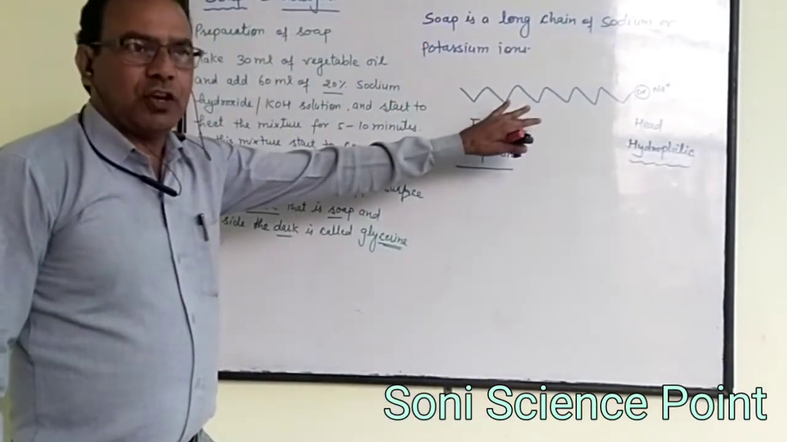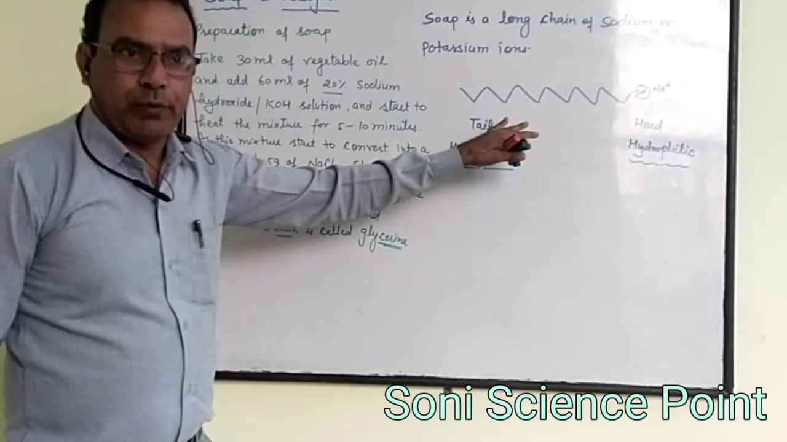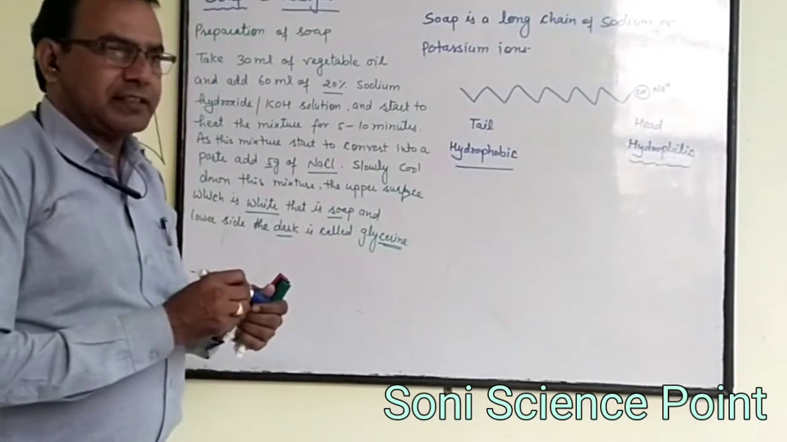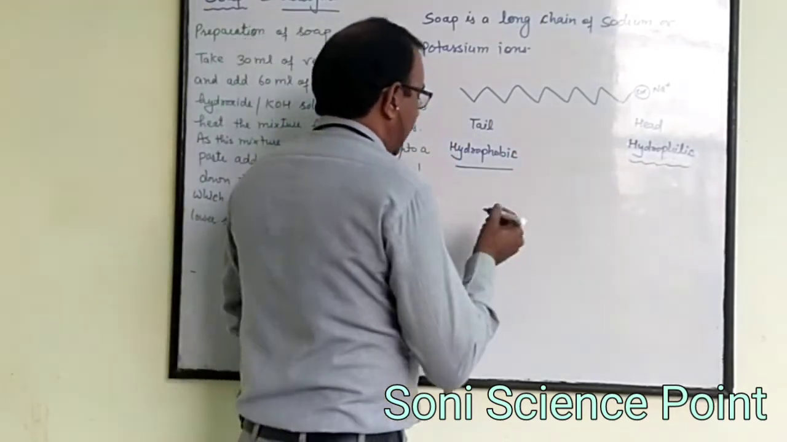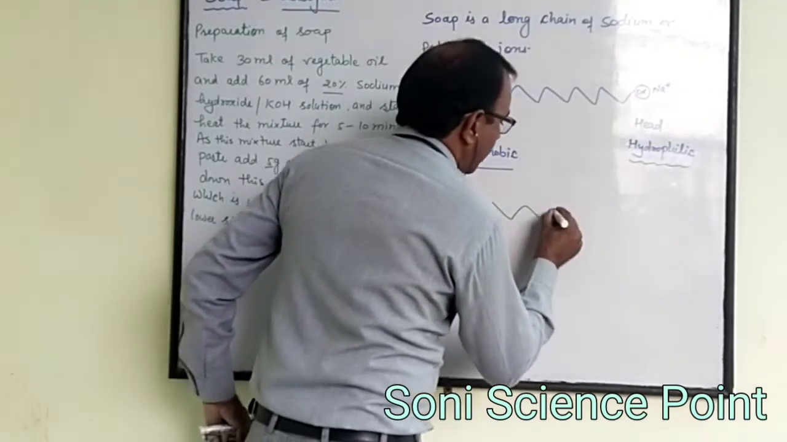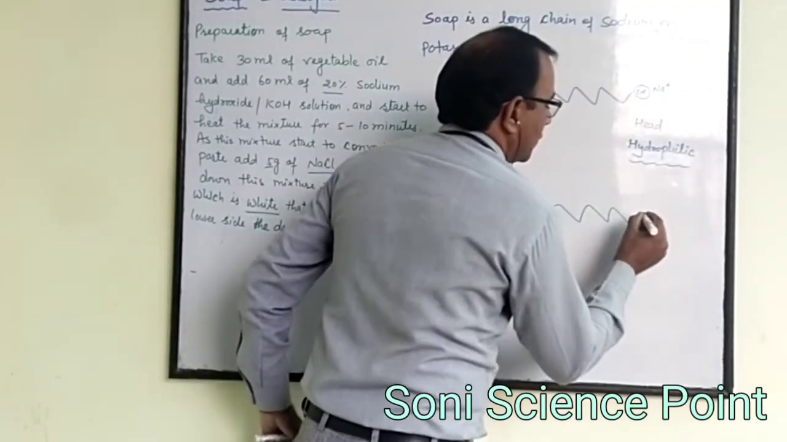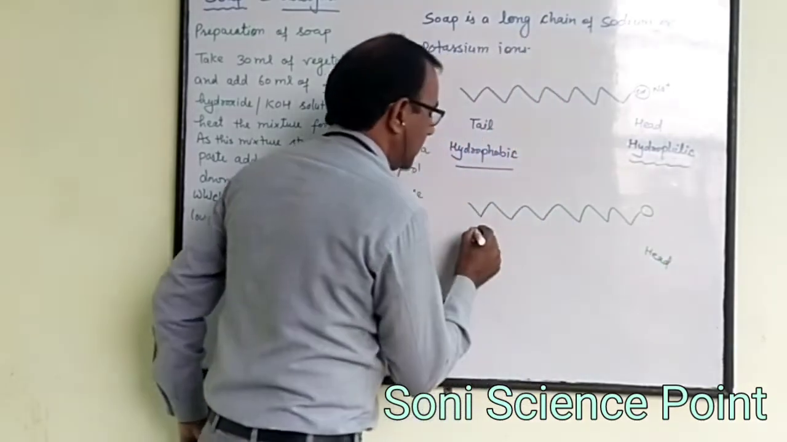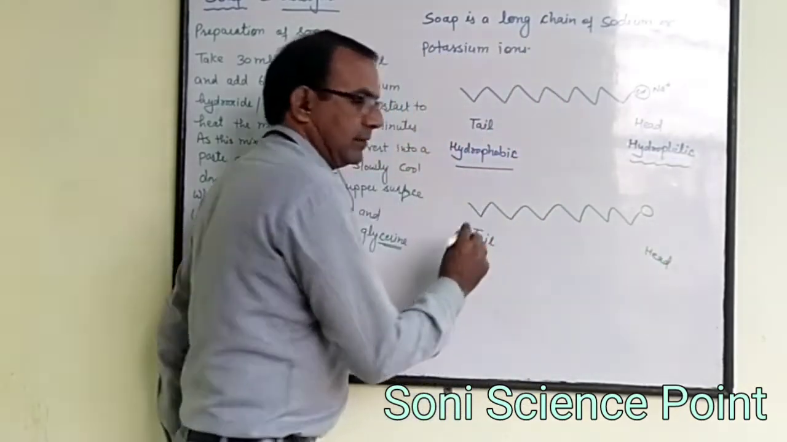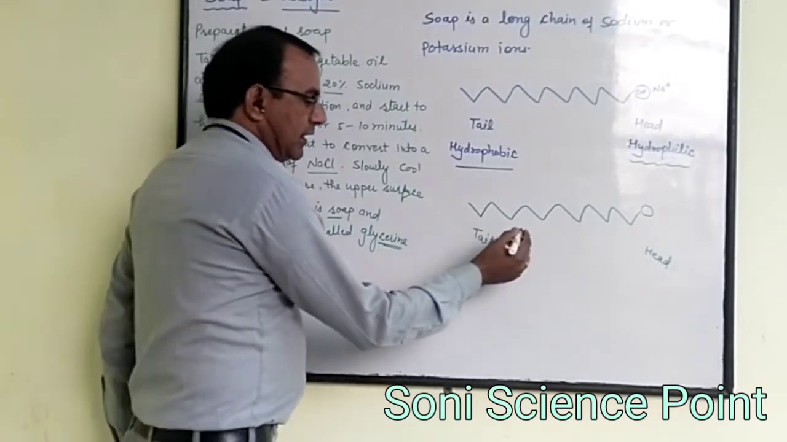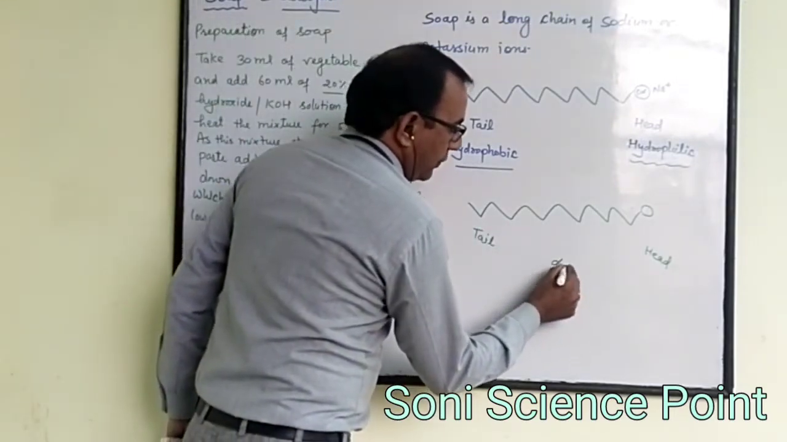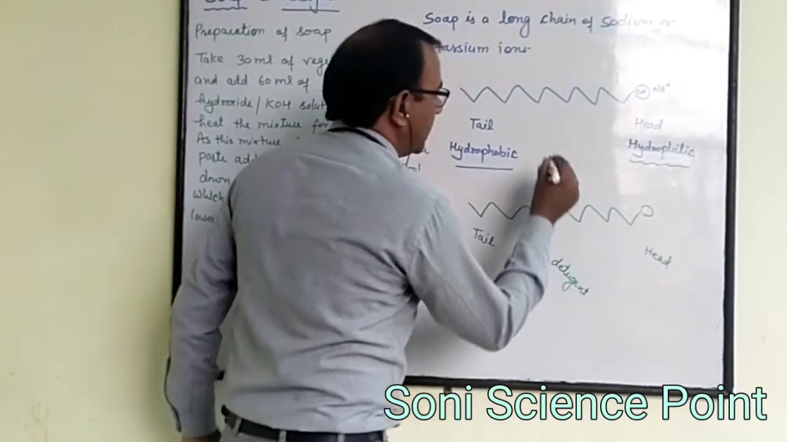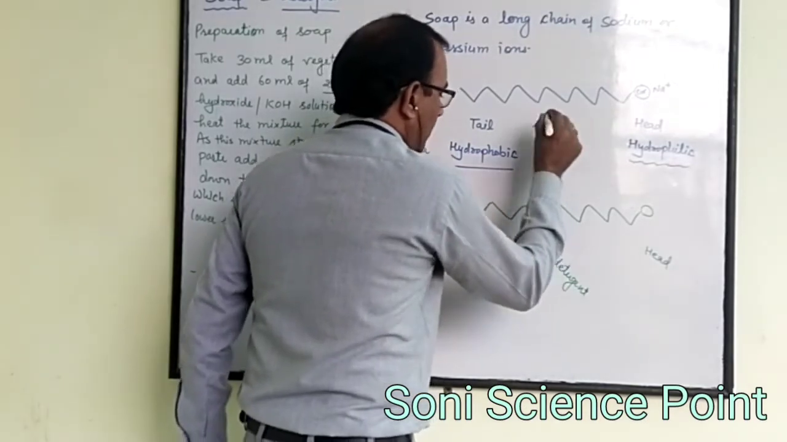This is the structure of a soap molecule. Same with detergent. A detergent is also a long chain of carbon compound and it has two ends. One is called the head and the other one is the tail. This is the structure of detergent and this one is soap.